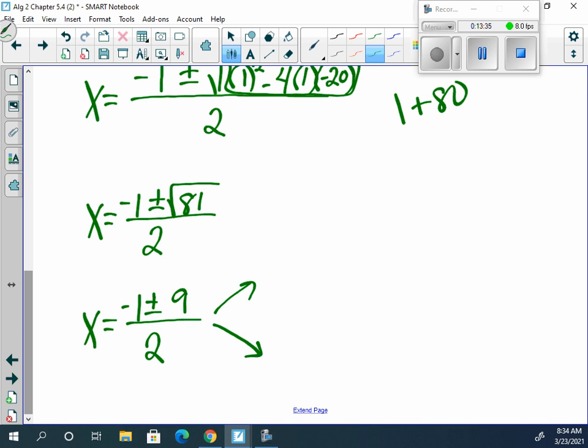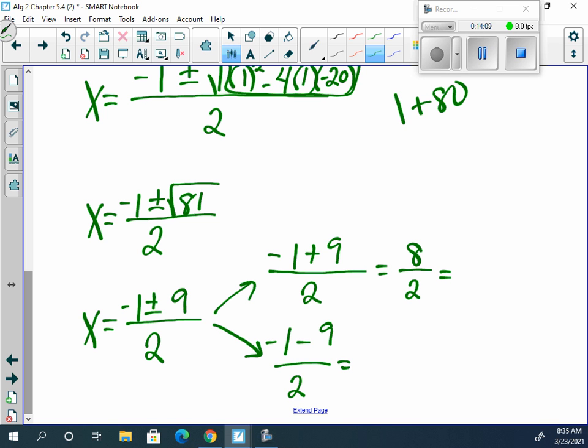Well, hey, we like that. And the reason we like that is, well, can I do negative 1 plus 9? We can do also negative 1 minus 9, yes? So that means I can split this up into negative 1 plus 9 over 2 and negative 1 minus 9 over 2. That means we can actually go and find the values of x, since we can add and subtract these.